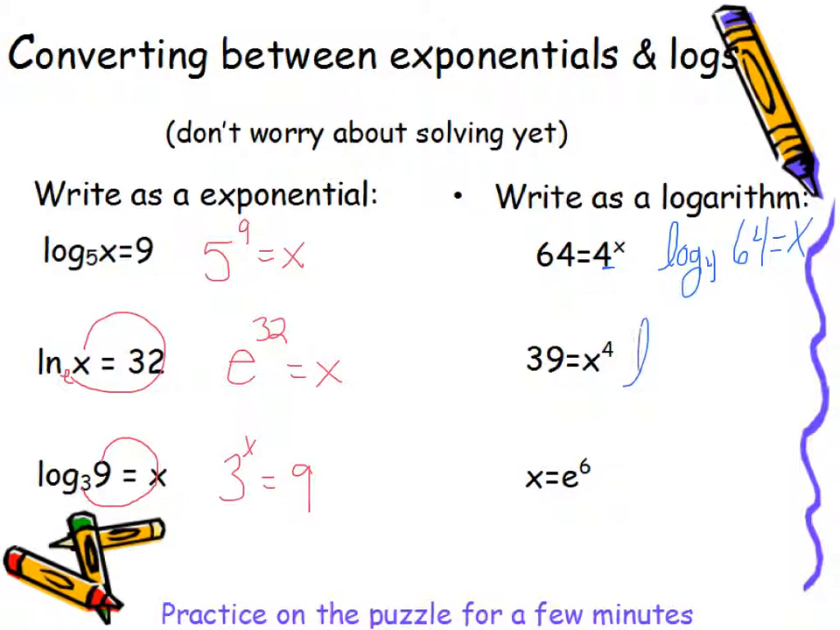So on this one, it's log. This time the base is x, so make your base little. Of 39, make the 39 big, equals my exponent. You try the last one.